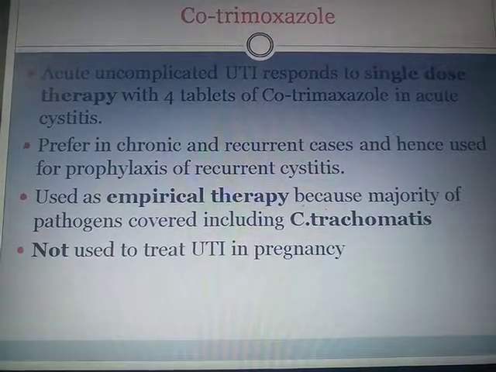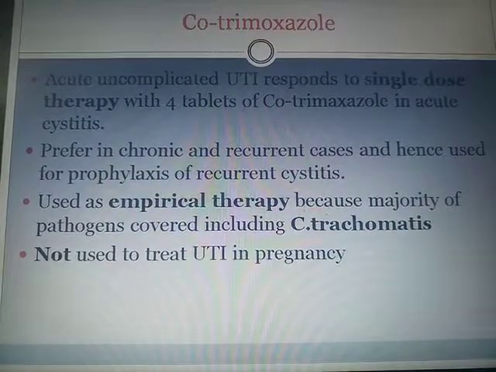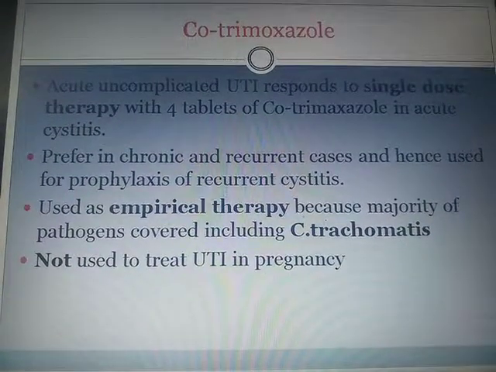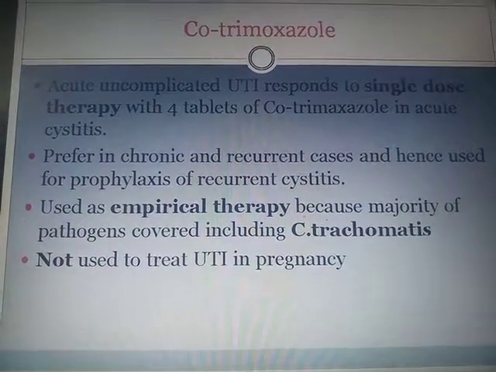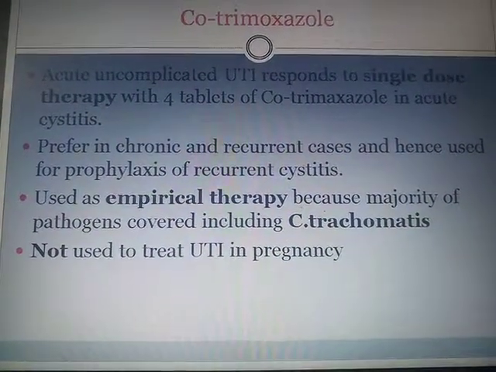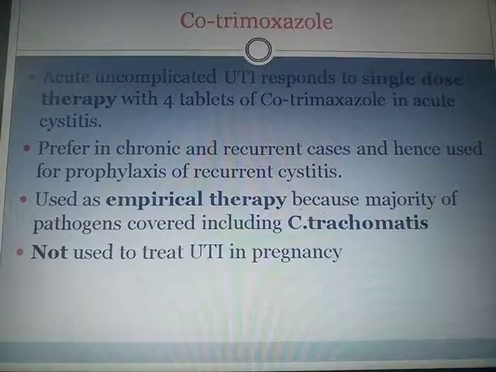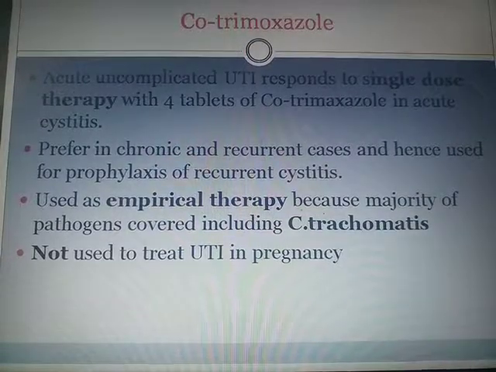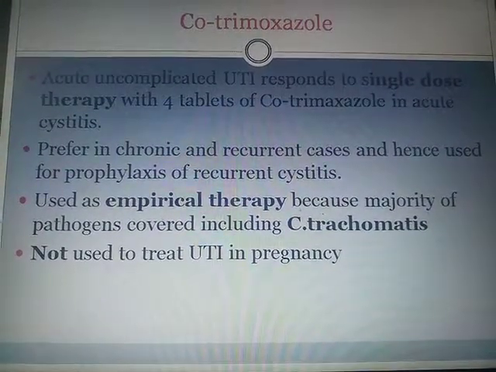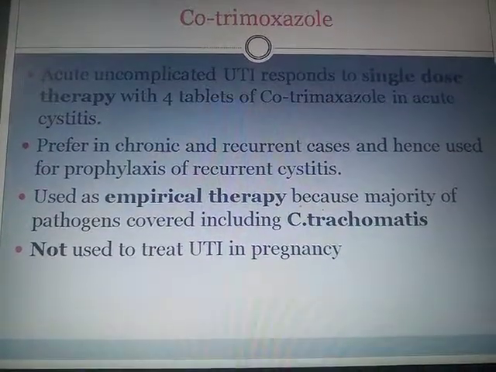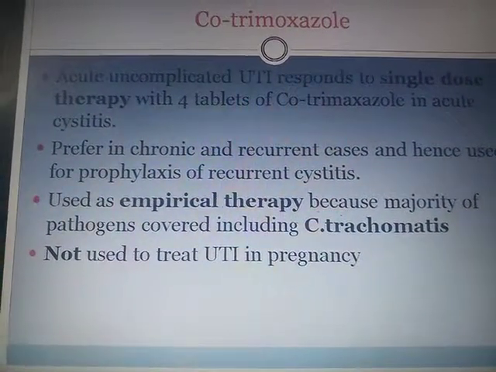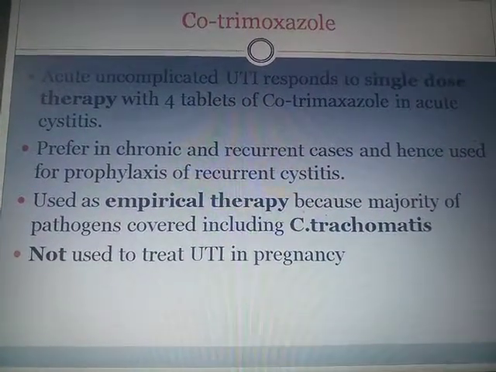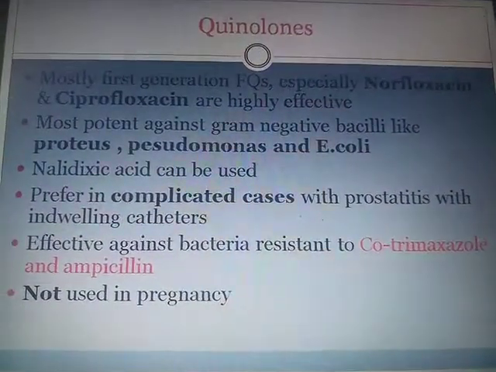Cotrimoxazole is preferred in chronic and recurrent cases, and hence it is also used for prophylaxis of recurrent cystitis, as well as for therapeutic purposes. Most of the time it is used as an empirical therapy, because the majority of pathogens are covered, including Chlamydia trachomatis. That means when we do not know the causative agent, we give cotrimoxazole as empirical therapy. It is not used to treat urinary tract infection in pregnancy because it is contraindicated and teratogenic.